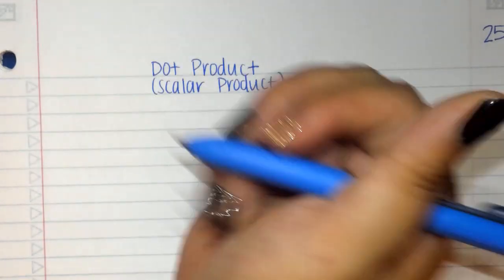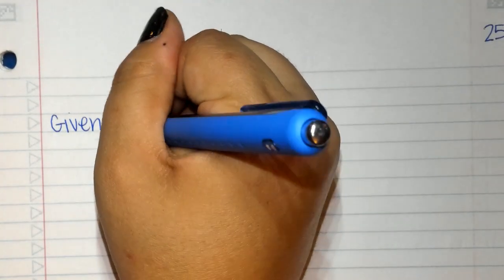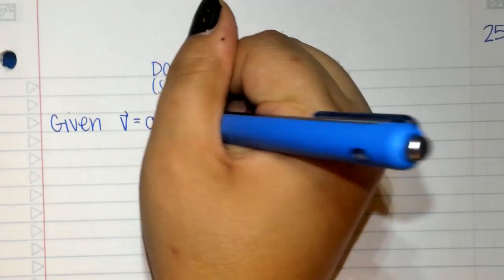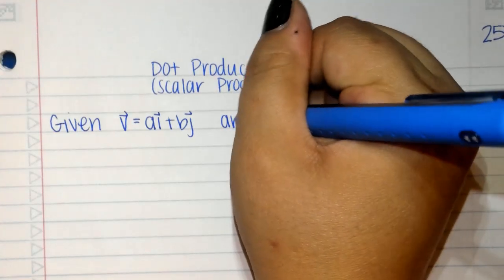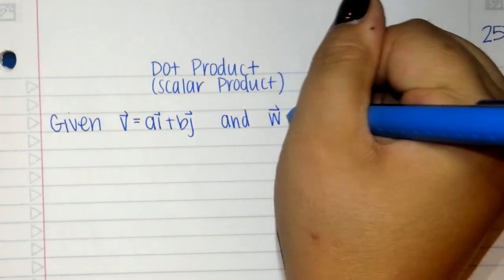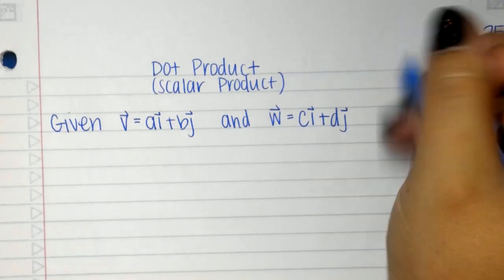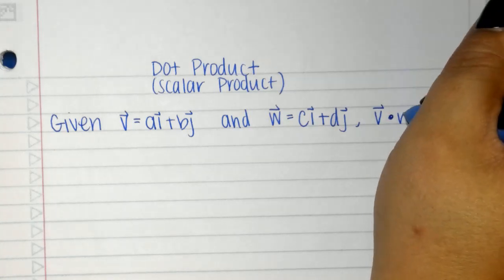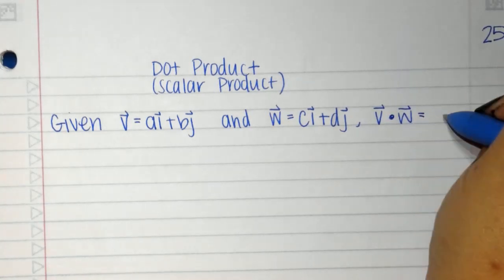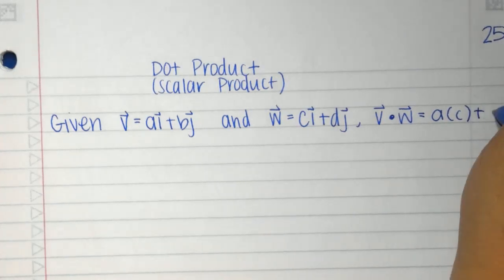So the first thing I need you to know is given 2 vectors. So given vector v, which is a vector i plus b vector j, and vector w, which is c vector i plus d vector j, then the dot product of vector v dot vector w is the product of your x components plus the product of your y components.